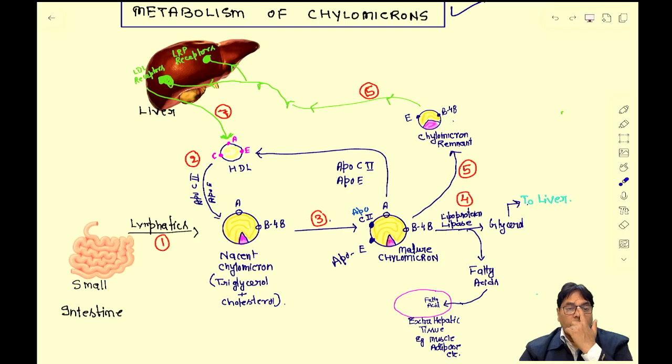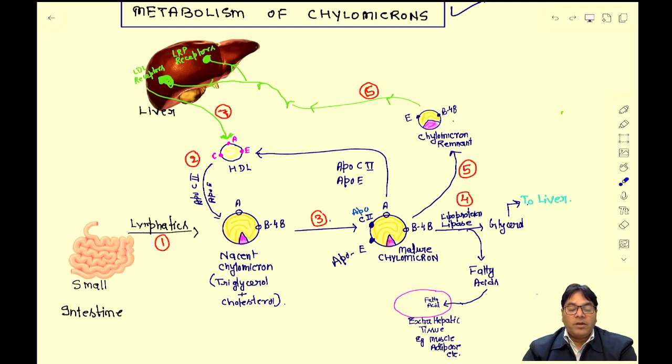When we eat food, the food is digested and the chylomicrons develop in the small intestine. These chylomicrons are taken up by the lymphatic system. So via the lymphatic system, they reach the bloodstream, and through the blood they move to the different parts of the body.